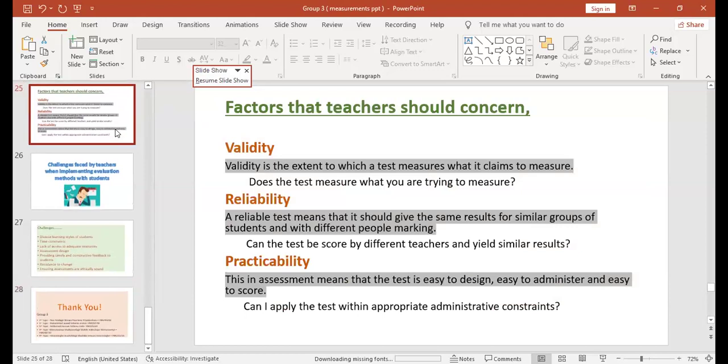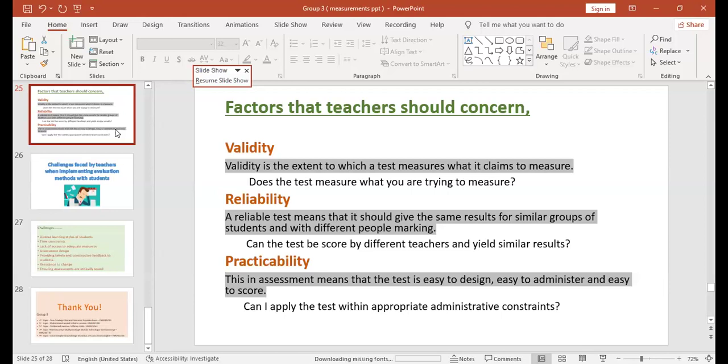Yeah, okay. I'm going to present factors that teachers should concern. Here, first of all, I'm asking, think about your test. Are they reliable, valid, and practical? First of all, you have to think about that one. Let's see what these are.